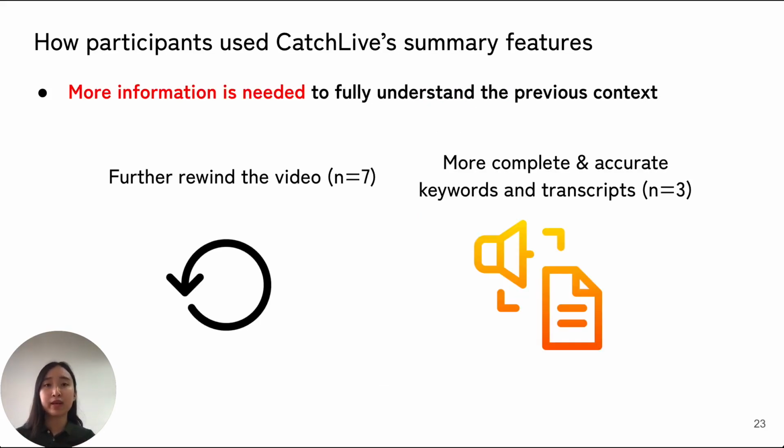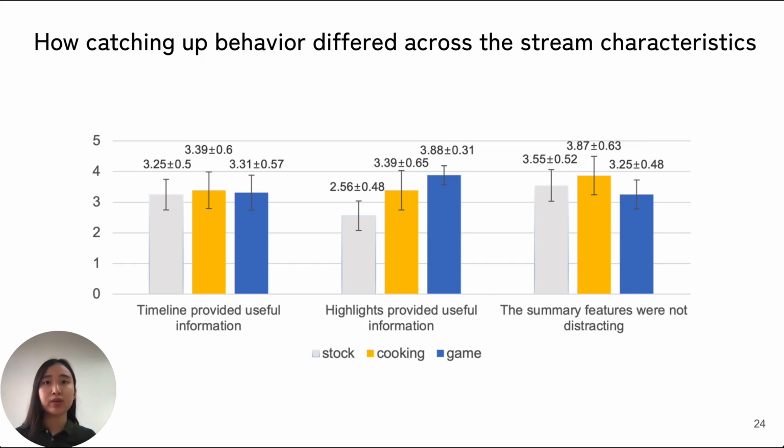However, although they provide useful information, several participants said more information is needed to fully understand the previous context. They mentioned that they wished to further rewind the video to get the full details, and also pointed out that incomplete keywords or transcripts hindered them from grasping the main points. We could also identify that the catching up behavior differed across the stream characteristics. For example, the highlights were most useful in the game stream, which had the most visual content. The summary features were least distracting in the cooking stream, which had a slow pace.